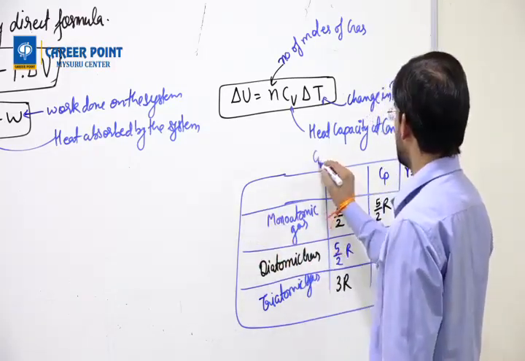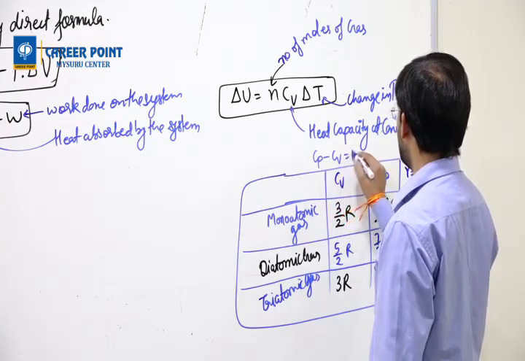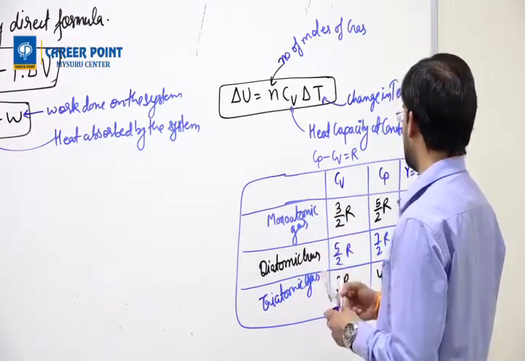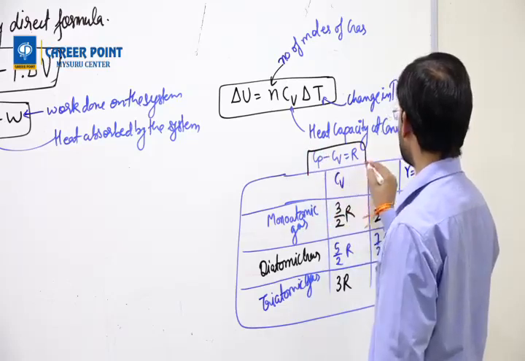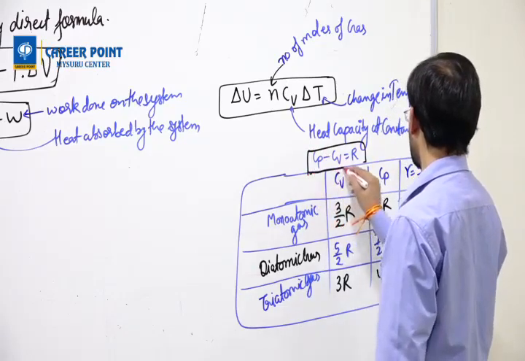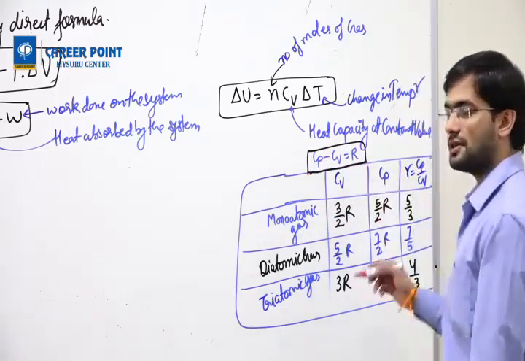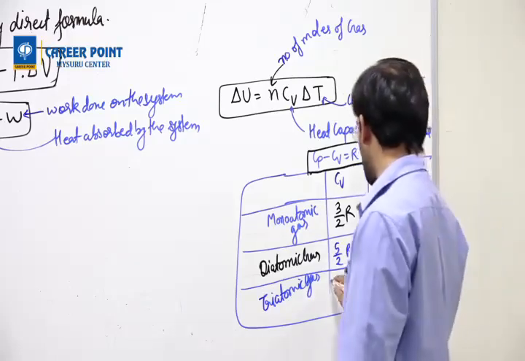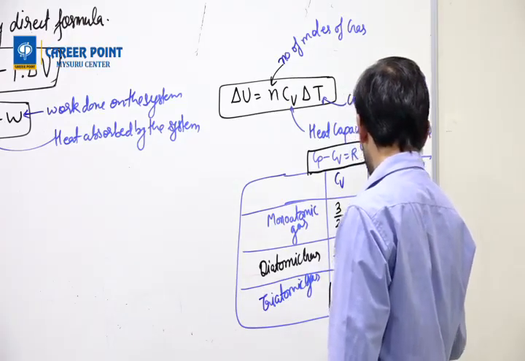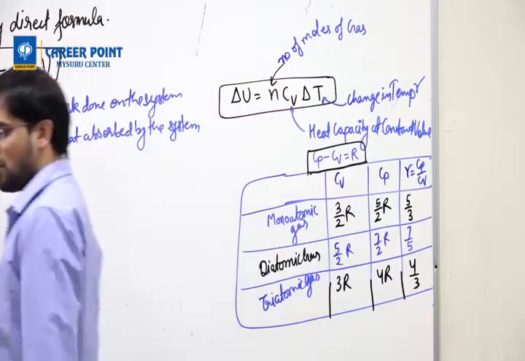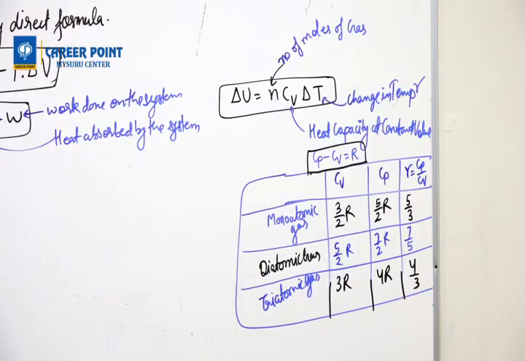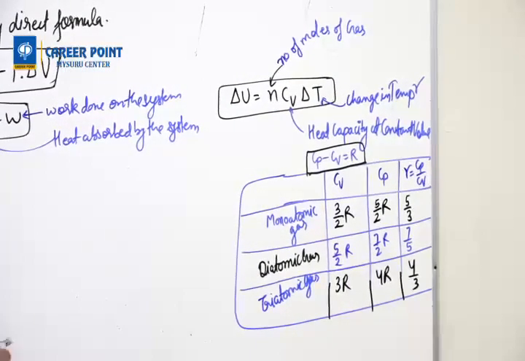And CP minus CV equals to R. That is another formula which will help me find out. Now I know CP also, CV also, all things I know. Right? Now delta U I know.